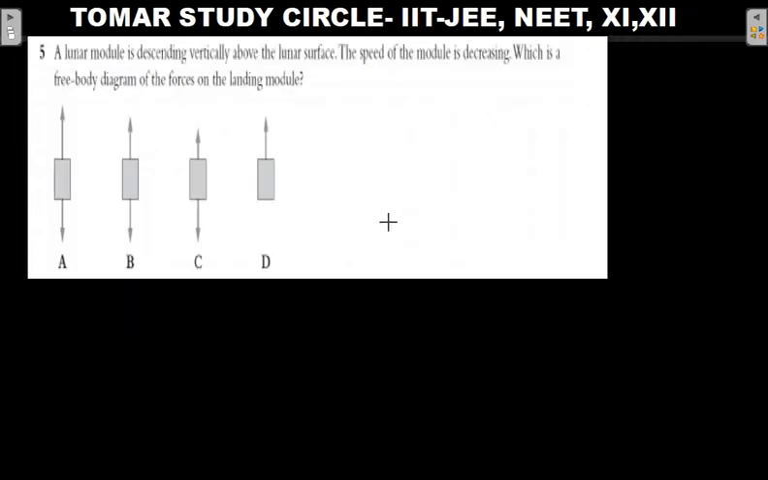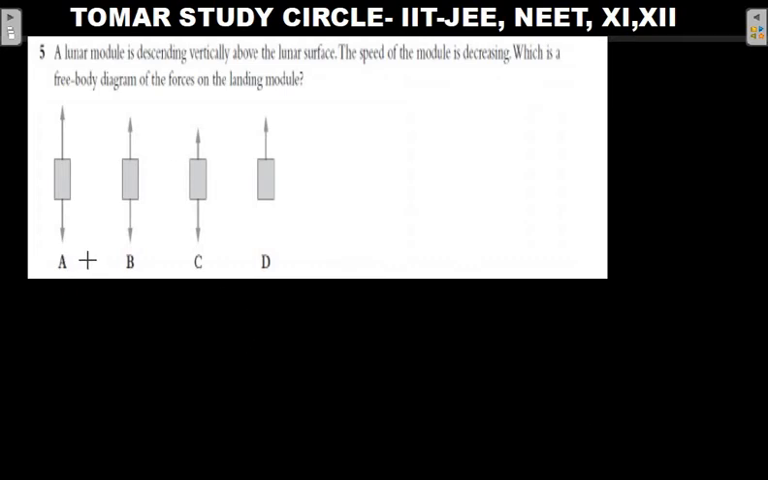Next, question number 5. A lunar module is descending vertically above the lunar surface. The speed of the module is decreasing. Which is the free body diagram of the force on the landing module? Since the speed of the module is decreasing, the net force or acceleration of the module will be opposite to the direction of motion of the module, or the net force acting on the module will be in the vertical direction.